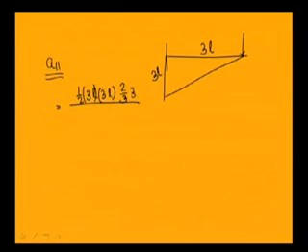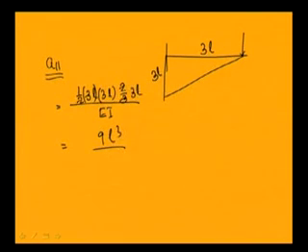by EI. So 2 cancels, 3 cancels. This becomes 3 into 3, 9. So A11 becomes 9 L cubed by EI.